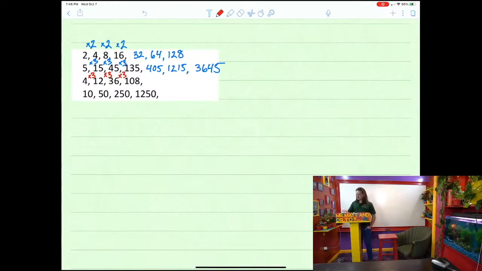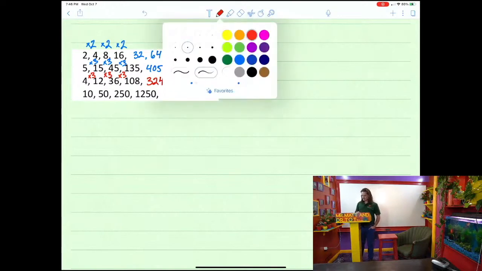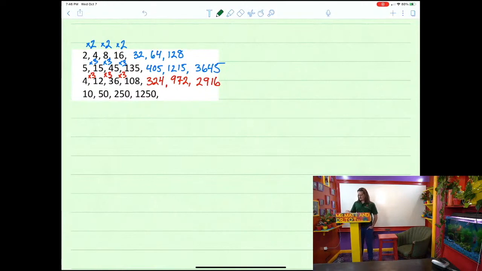And last but not least, if we look at the change here, 50 divided by 10 is a times 5 change. 250 divided by 50 is a times 5. 1,250 divided by 250 is also a times 5. It's a scalar increase of times 5. So 1,250 times 5 would be 6,250. 6,250 times 5 is going to be 31,250. 31,250 times 5 is going to be 156,250.